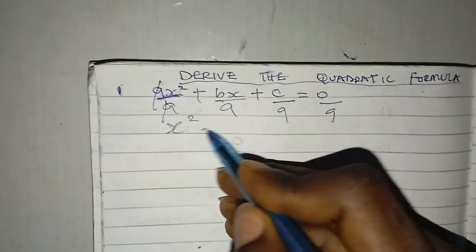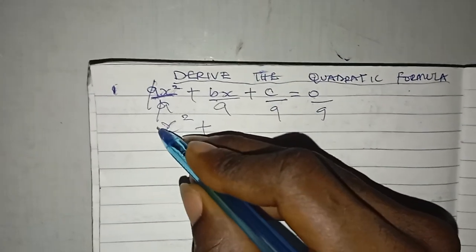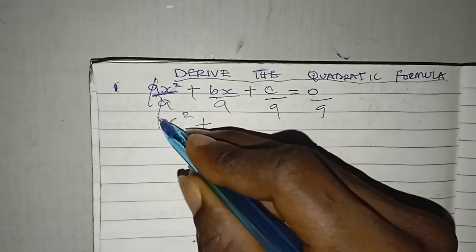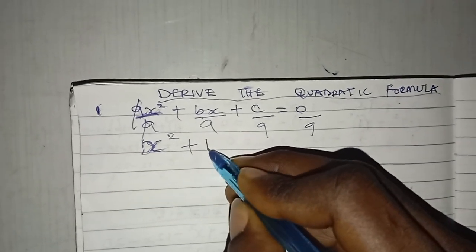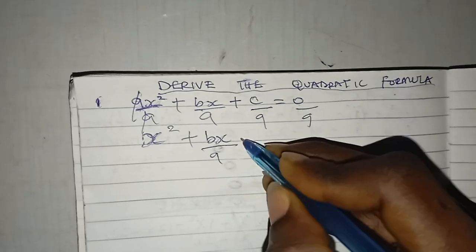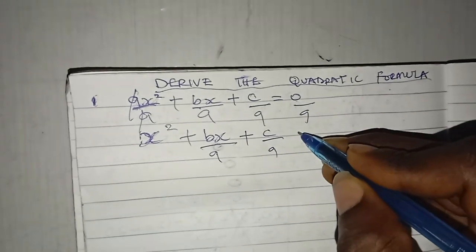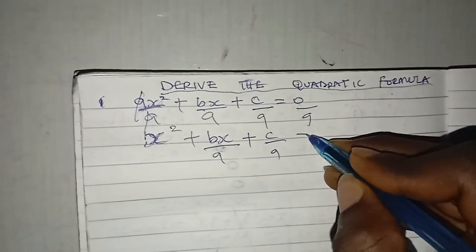So now the coefficient of x squared, there's an invisible 1 here because anything times 1 is that thing. So the coefficient of x squared, which is the highest power, is now unity. So we have x squared plus bx over a plus c over a, and 0 divided by anything is 0. So we've been able to do this.